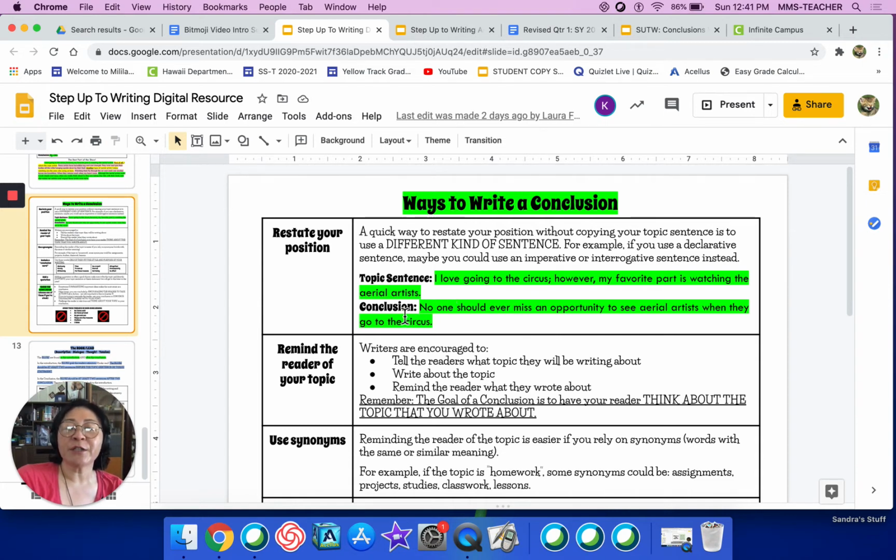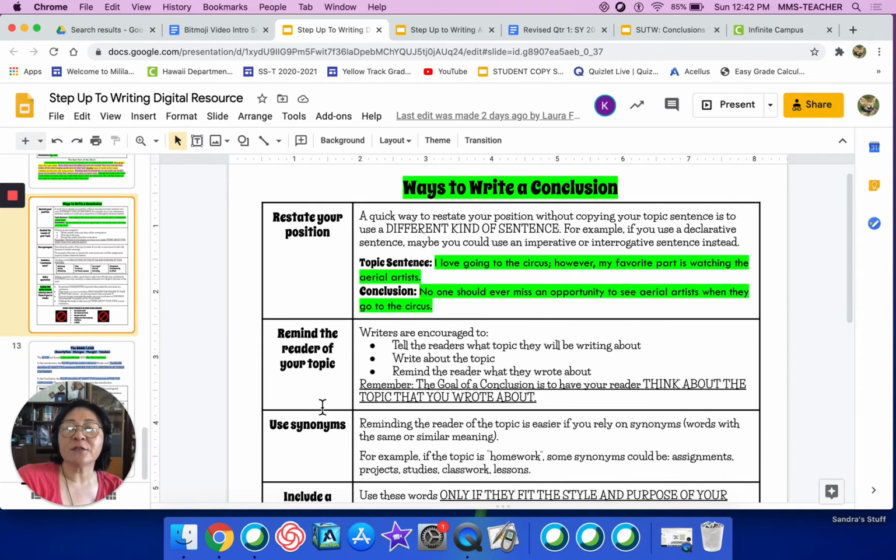The conclusion is written a little bit different. It's more of an imperative. And it says, no one should ever miss an opportunity to see aerial artists when they go to the circus. Okay, so it's a different kind of sentence. It's basically telling the reader, you shouldn't miss this. Okay?